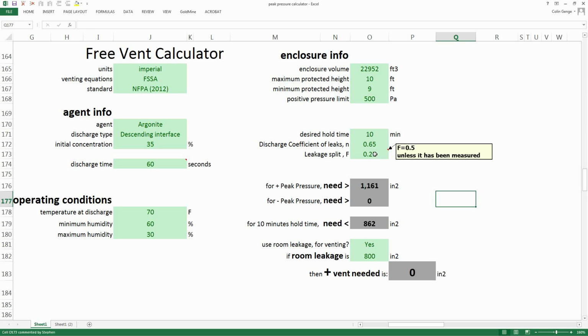The other thing that we can do there, if we decide not to go that route, and we'll go back to 0.5 here, the other thing that we can do is we can reconsider the minimum protected height. So in this case, we might decide that we can put this up to 12 feet. And we have the same gap that we had before between, let's see, minimum protected height is 9 feet. So we can now put in, let's say, 1,200 square inches in there for room leakage, and again, we don't need a vent. So by a little judicious playing with the system, we can make adjustments so that we either don't need a vent or we can minimize the size of the vent we want.